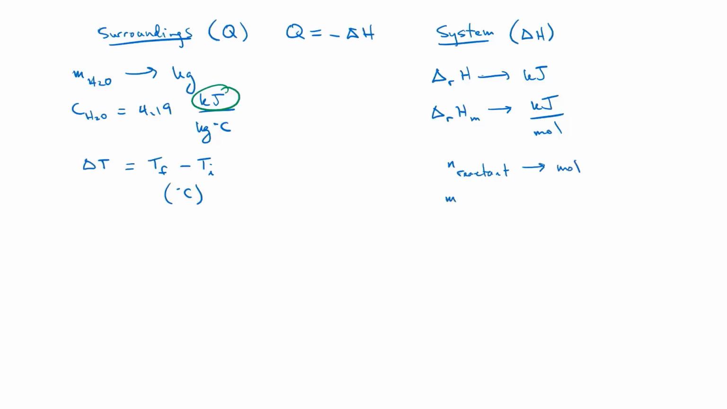If we have a mass of reactant, not to be confused with the mass of H2O, the mass of the reactant ought to be measured in grams, and of course, don't forget how these two things are linked. We link these using the molar mass of our reactants, which is measured in grams per mole. So what I wanted to state here is that the mass of our water surroundings is measured in kilograms, whereas the mass of a particular reactant, if given in a question, ought to be measured in grams, because we can calculate the number of moles of that reactant using the molar mass, which is measured in grams per mole.